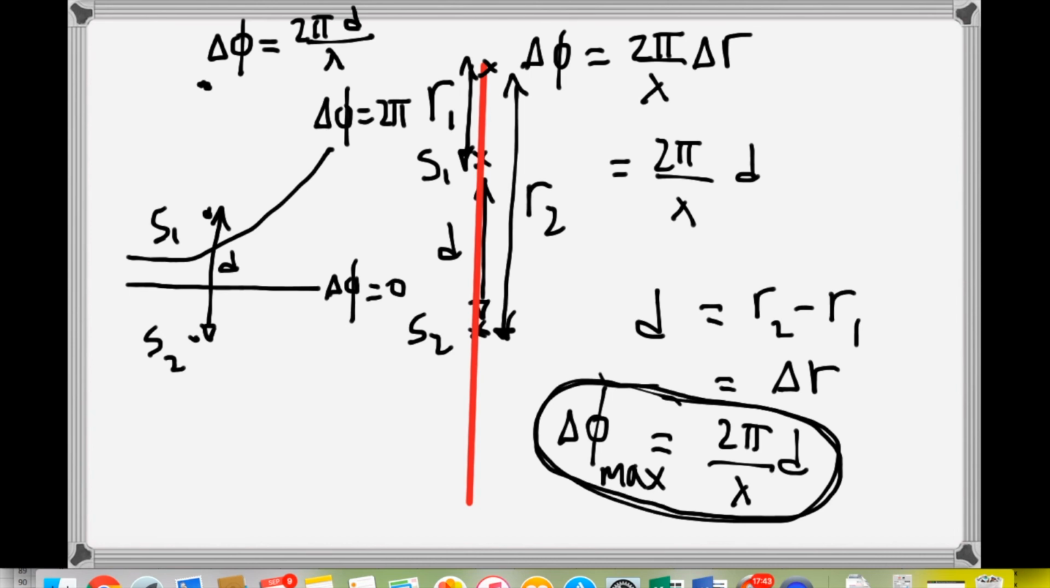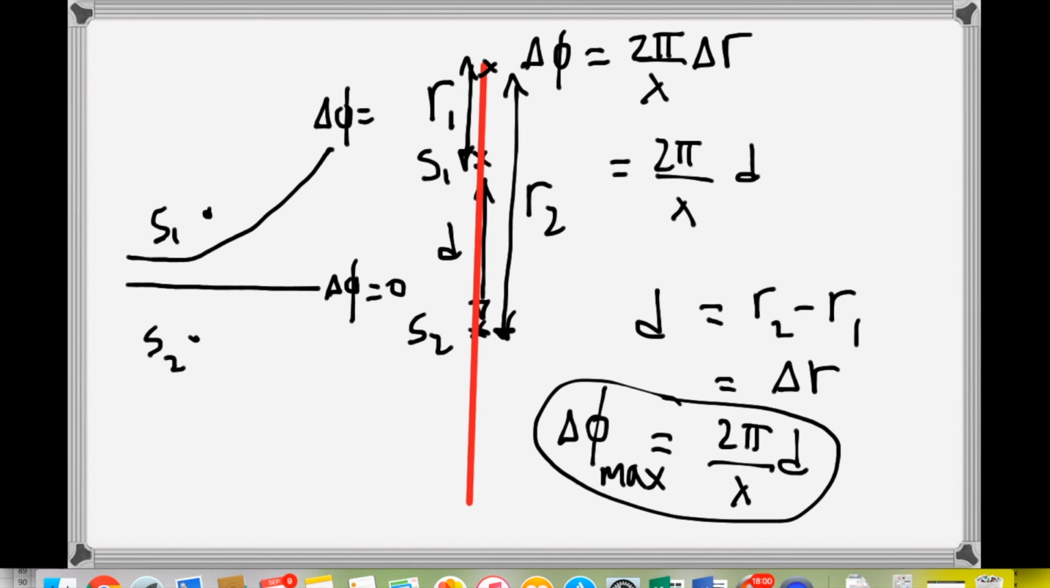So notice, as I said before, there are different lines, maxima, along which you have constructive interference. The line that bisects the two sources has a difference in phase of 0. Then there's another line above that one that has a difference in phase of 2 pi, then 4 pi, etc. And the maximum difference in phase that we can find is along the line that connects the two sources. That difference in phase is 2 pi over lambda times d. So it depends on the distance d between the two sources.